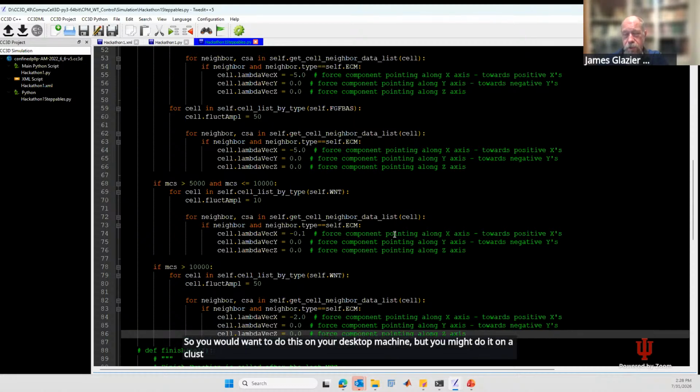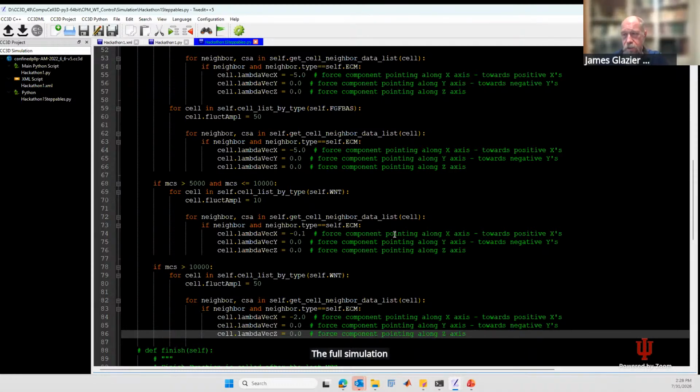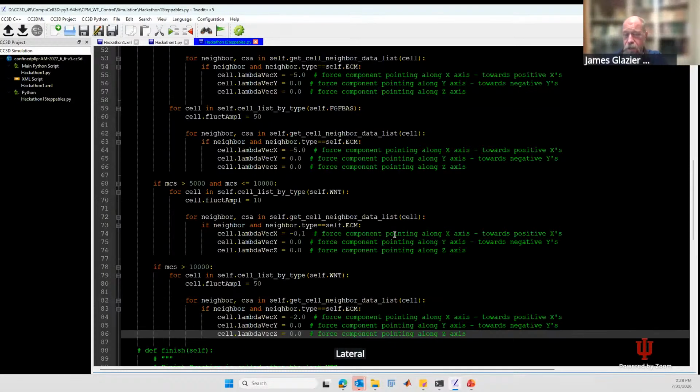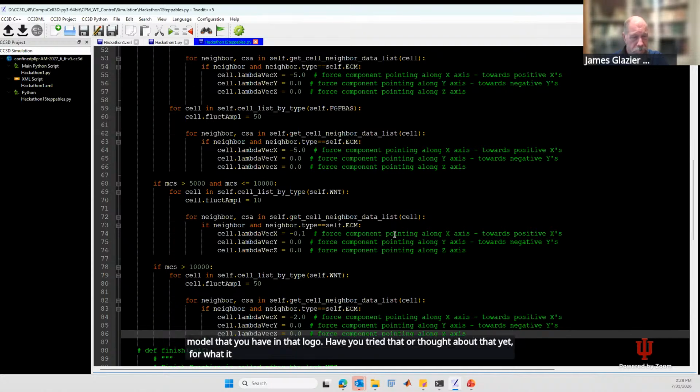If you were going to actually try to go into 3D, so you had the full simulation in both sagittal and lateral directions, what would the biggest challenges be in trying to combine this kind of sagittal model that you have here in CompuCell with the full lateral model that you have in NetLogo? Have you tried that or thought about that yet for what it would involve?